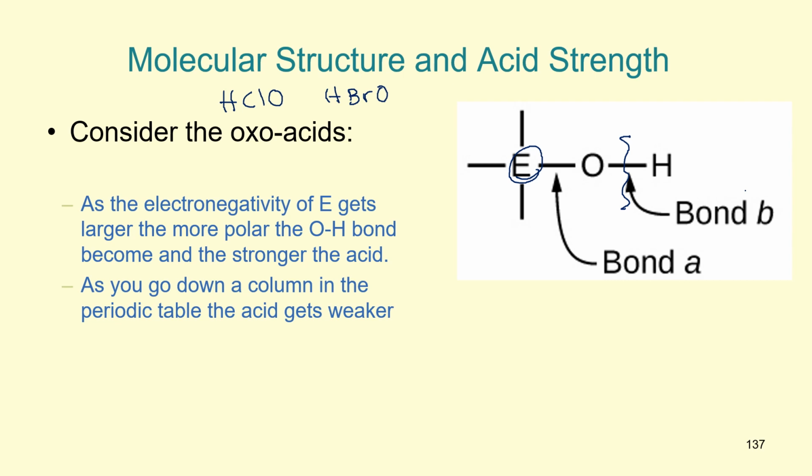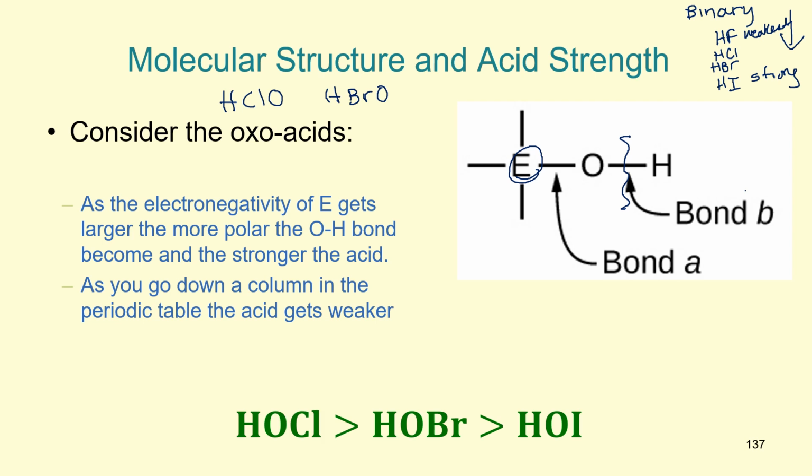Remember, binary acids got stronger as you went down. So HF was the weakest, and HI was the strongest, with HBr in between. But now, because electronegativity goes down, if you throw an oxygen in there, notice that HOCl will be stronger than HOBr, which will be stronger than HOI. And HOF would be even stronger. So if it's got an oxo in there, it gets stronger as you go up the column.